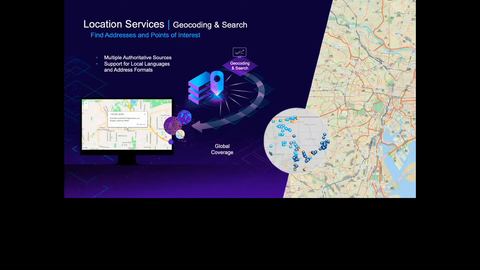The ability to find addresses and points of interest, of course, is another common mapping-related scenario, and our geocoding service is powered by industry-leading reference data that comes from multiple authoritative sources, including commercial data, government agencies, and our network of providers around the world. So that ensures that you get the most accurate search results. And this service also supports local languages and address formats.